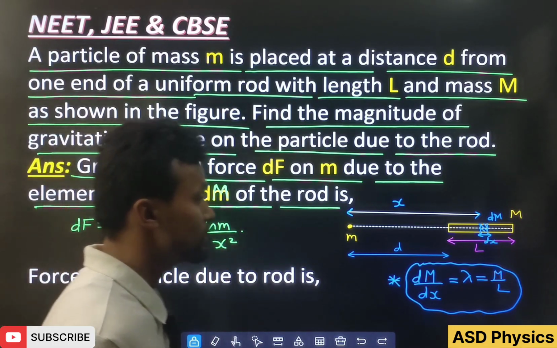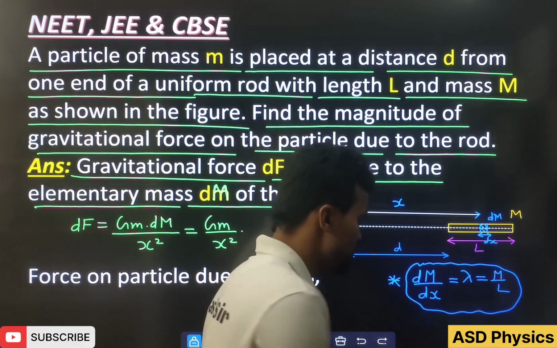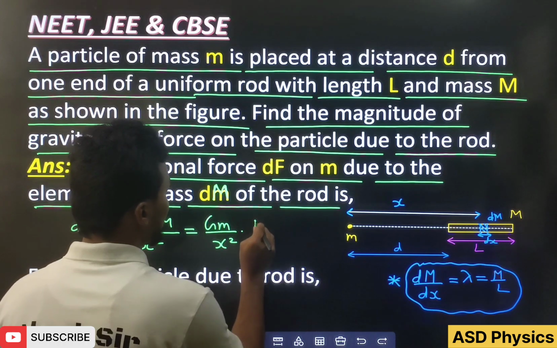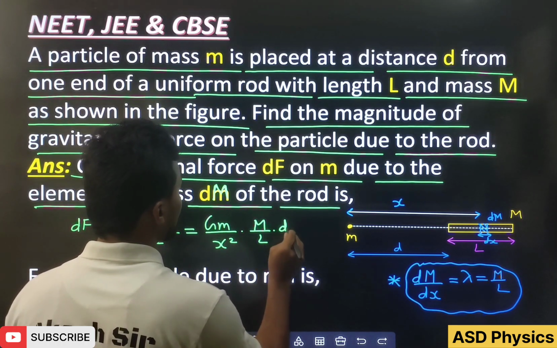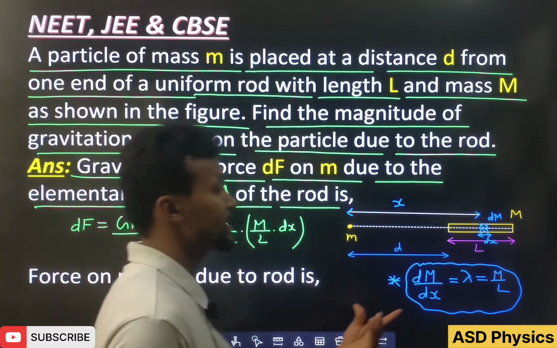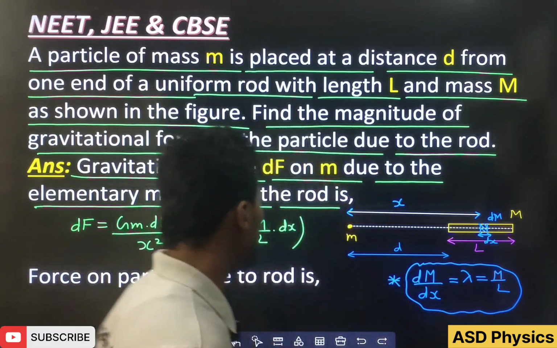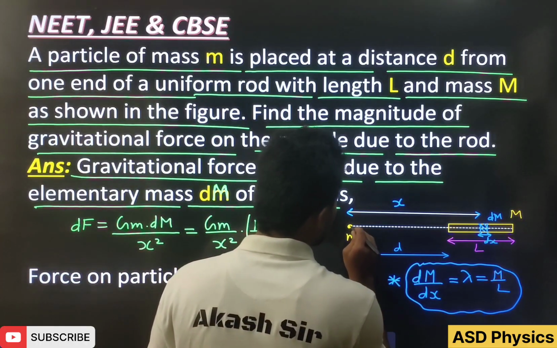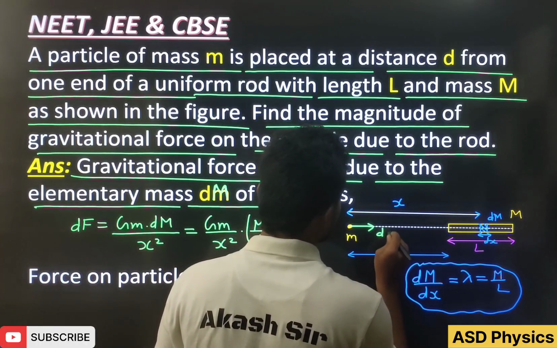What is the value of dm? You can see from here, dm by dx equal to M by L. So dm is given by M by L into dx. Here dm I have written as M by L into dx. Now this form that is there, you now see here. And what is the direction of dF? You know very well, it is attractive, so this is the direction of dF.